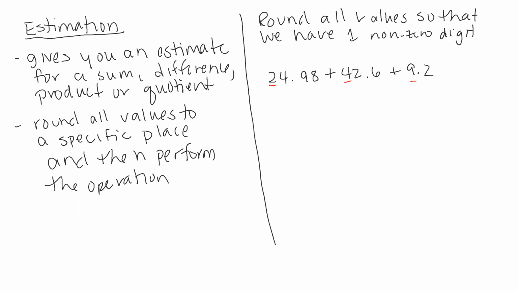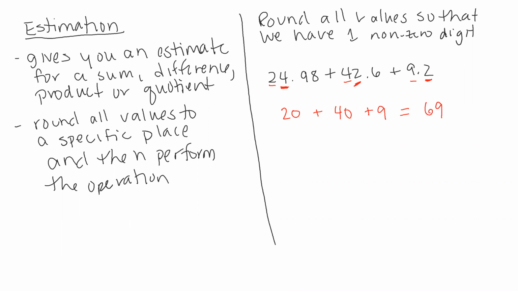However, if we look one digit to the right, we have a 4, and that 4 tells me to round down. So this would round to 20. Okay, it's a close one, but it does technically round to 20. If I look at 42.6, the digit to the right is a 2, so that would tell me to round down again, 40. And then 9.2, the digit to the right is a 2, that would tell me to round to 9. And so I get 20 plus 40 is 60, 60 plus 9 is 69.